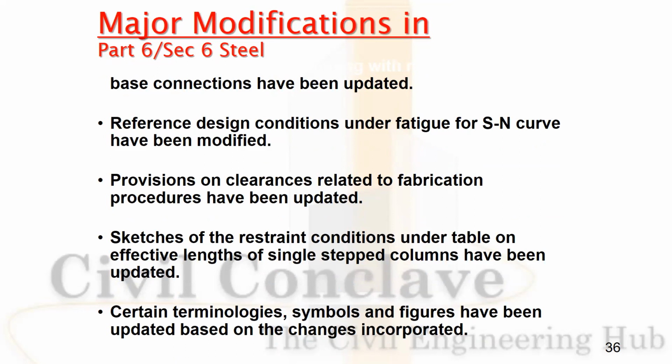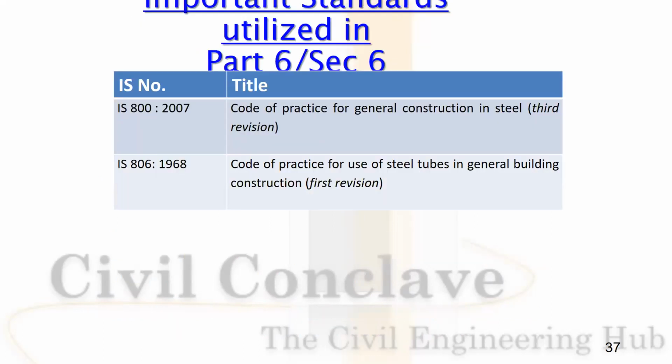Base connection has been updated. Reference design condition for fatigue on S-N curve has been modified. Provision on clearances related to fabrication procedure has been updated. Sketches on the restraint condition under table on effective length of single step columns have been updated. Certain terminologies and symbols have been updated. Reference code IS 800 and 806.